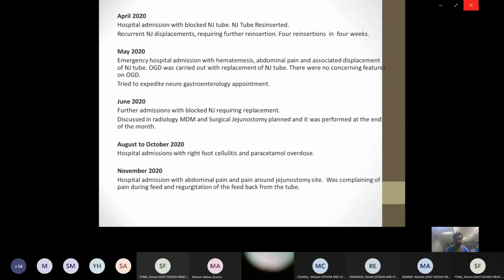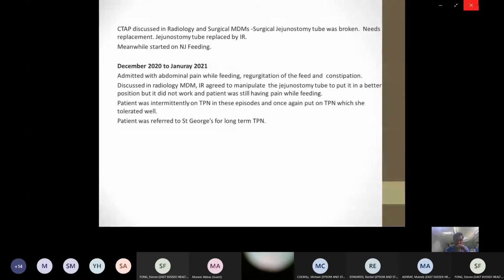In November 2020, she presented again with abdominal pain around the jejunostomy site, and was complaining of pain during feeding and regurgitation of the feed back from the tube. She was discussed again in MDM, and it was noted that the surgical jejunostomy tube was broken, which was replaced by IR. Meanwhile, she was started on NJ feeding.